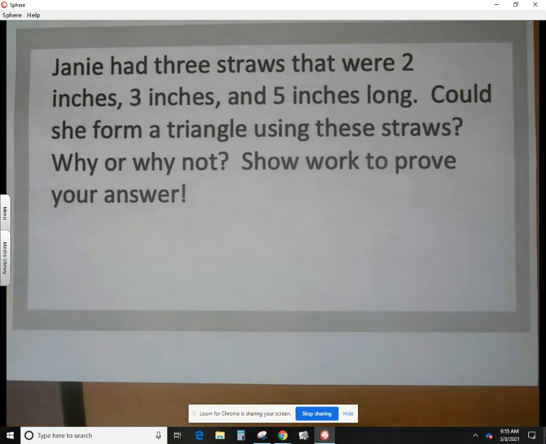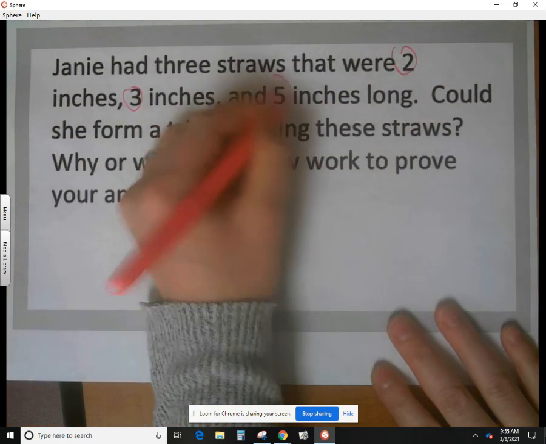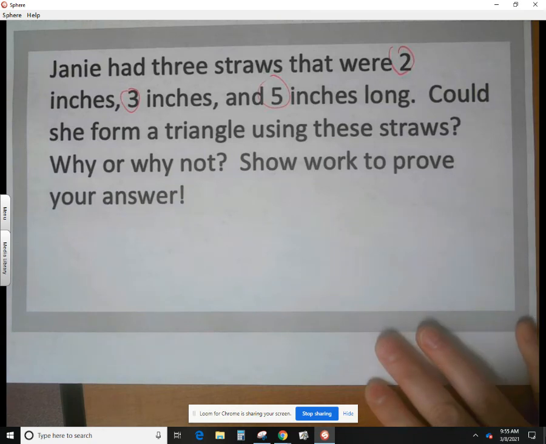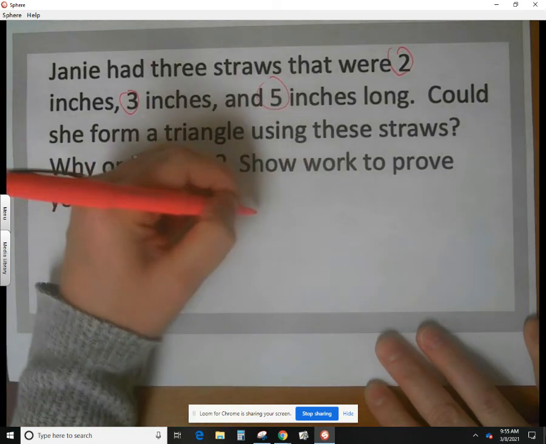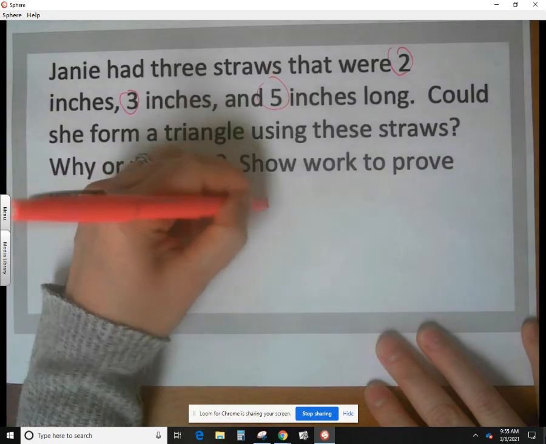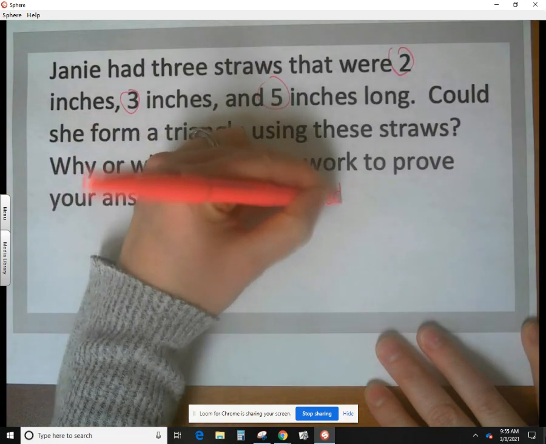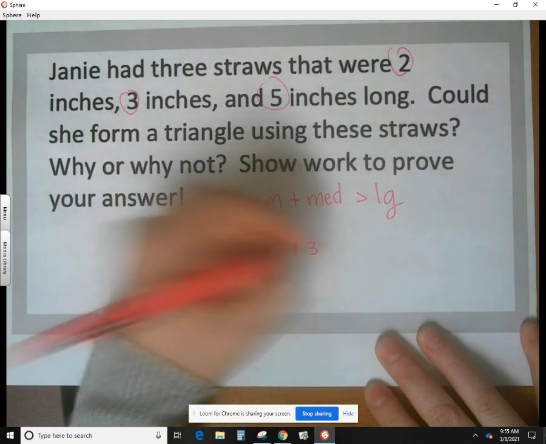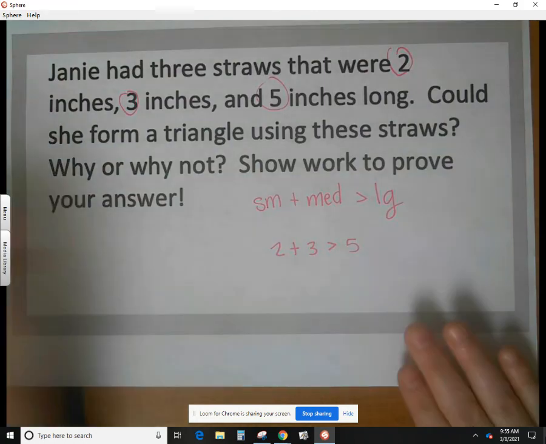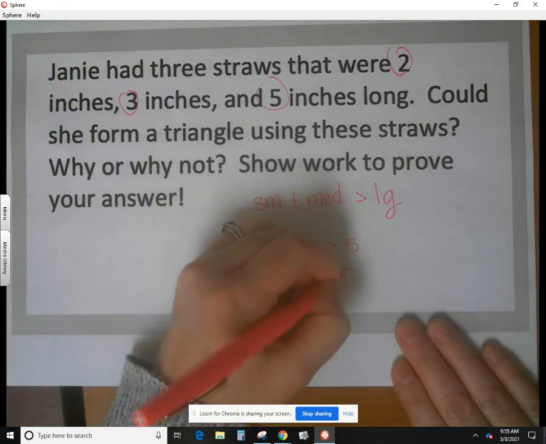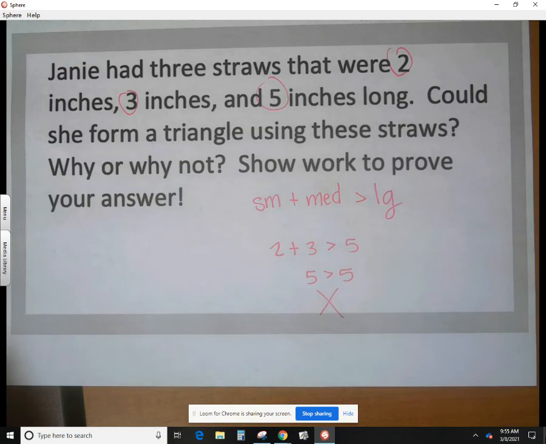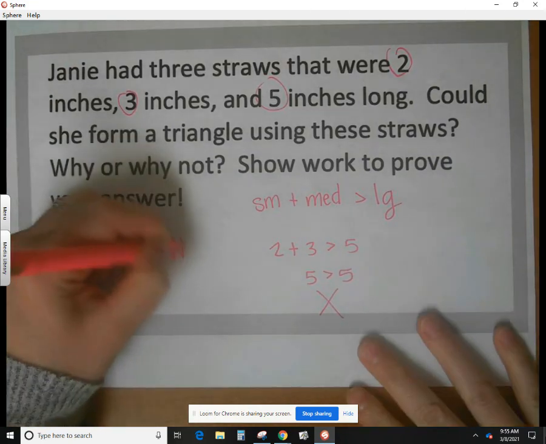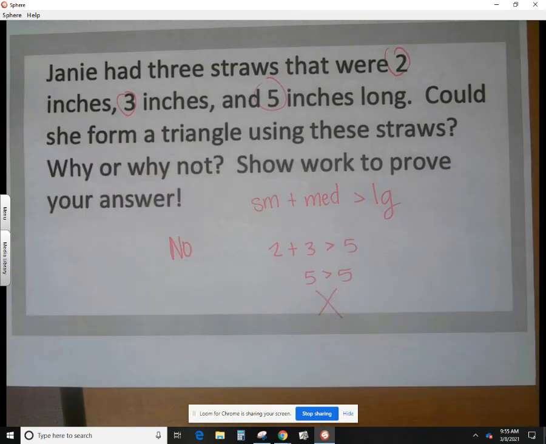Janie had 3 straws. They were 2 inches, 3 inches, and 5 inches. Could she form a triangle? Why or why not? So remember that small plus medium has to be greater than large. And so our smallest one is 2, our medium one is 3, and our large one is 5. 2 plus 3 is 5, and 5 is not greater than 5. 5 is equal to 5, and it's supposed to be greater. So the answer is no, she could not form a triangle, and it's because 2 plus 3 is not greater than 5.